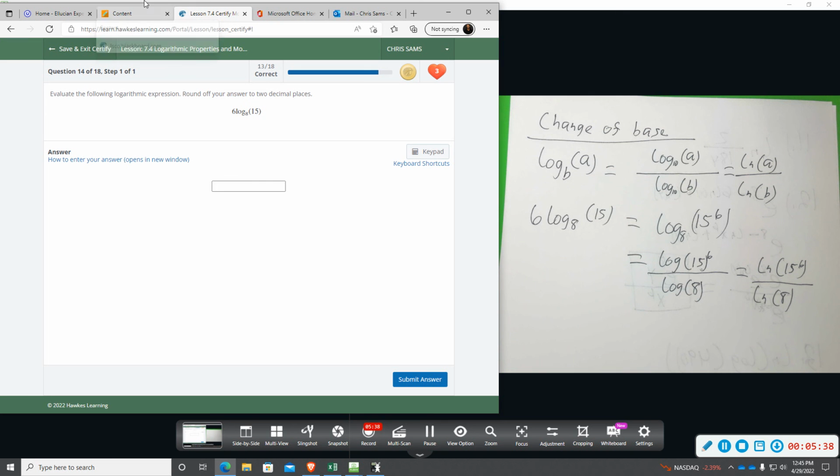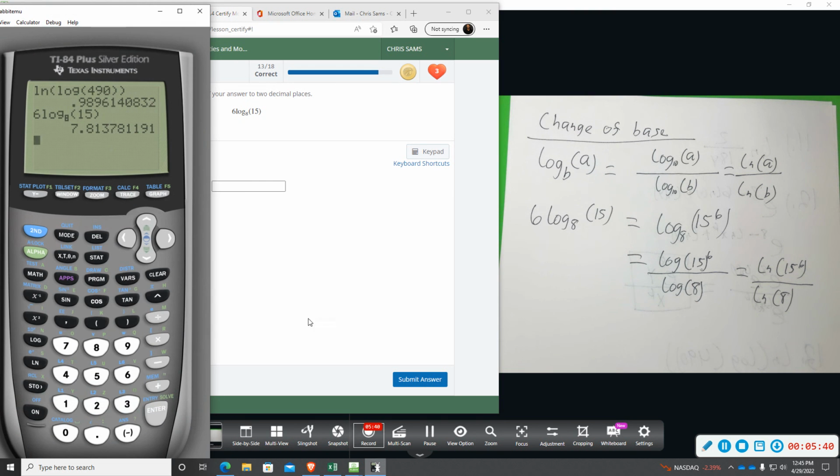Let's show that real quick. The other answer that we typed in should still be there. We're looking to get 7.813781191 exactly. So I'm going to do log of 15 raised to the 6, divided by log of 8, the base 10 of 8. And look, 7.813, the exact same decimal number. Now if I do it with ln, same thing.